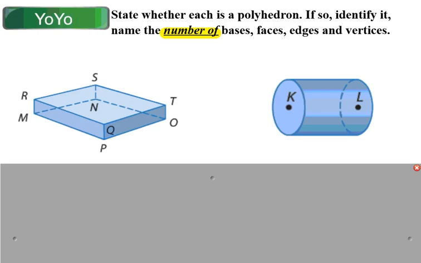I'm going to give you a chance to try. State whether each is a polyhedron. If so, identify it. Then just name, don't actually list them all out. Let's just say state the number of bases, faces, edges, and vertices.